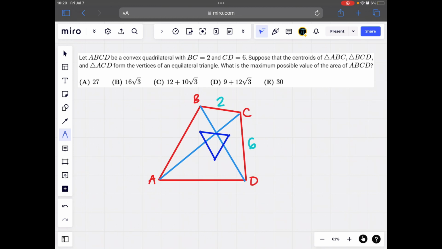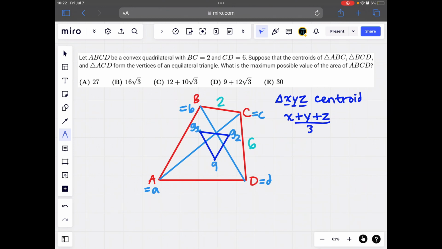The centroid of the triangle determined by complex numbers X, Y, and Z is equal to X plus Y plus Z over 3. We can apply that 3 times to learn about the locations of the centroids of ABC, BCD, and CDA in this diagram. It is conventional to put point A at complex number little a, point B at little b, C at little c, and D at little d. Let's call the centroids of ABC, BCD, and CDA G1, G2, and G3, respectively.